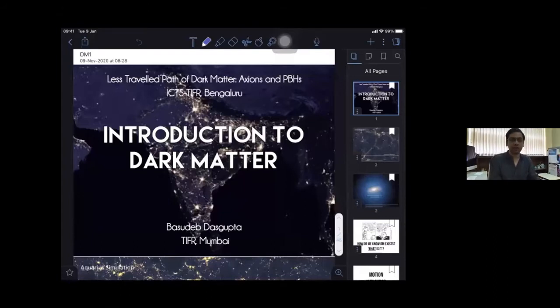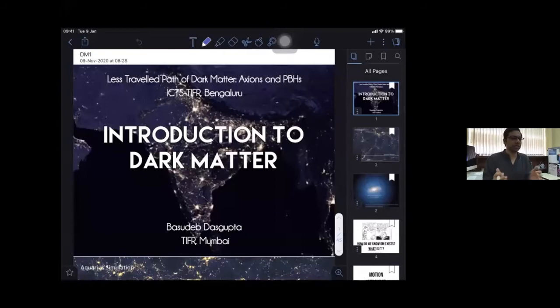We were talking about not the less traveled path, but the more frequently traveled path of dark matter in these lectures. And in the last lecture, I told you about the evidence for dark matter. This is incontrovertible. There's no controversy about that. I even talked a little bit about MOND. Before we start today's lecture, where I will mainly focus on cosmological probes of dark matter.